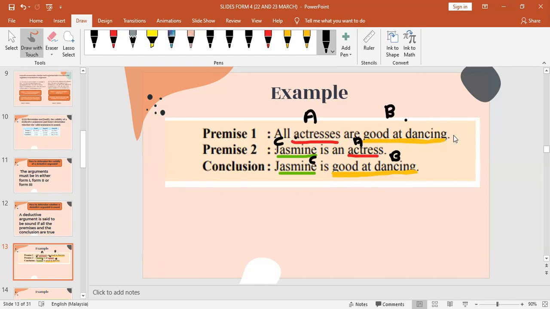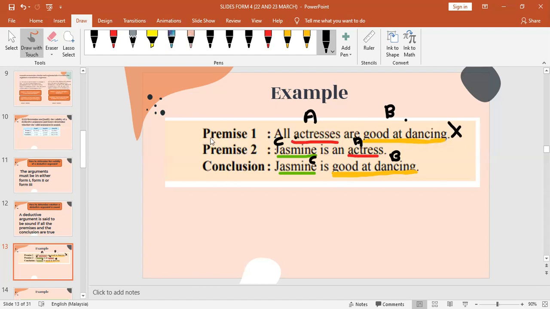Are all actresses good at dancing? Betul ke semua pelakon mesti pandai menari? Is it true? False. False, right? Because not necessarily all people who act know how to dance. So premise one already false.